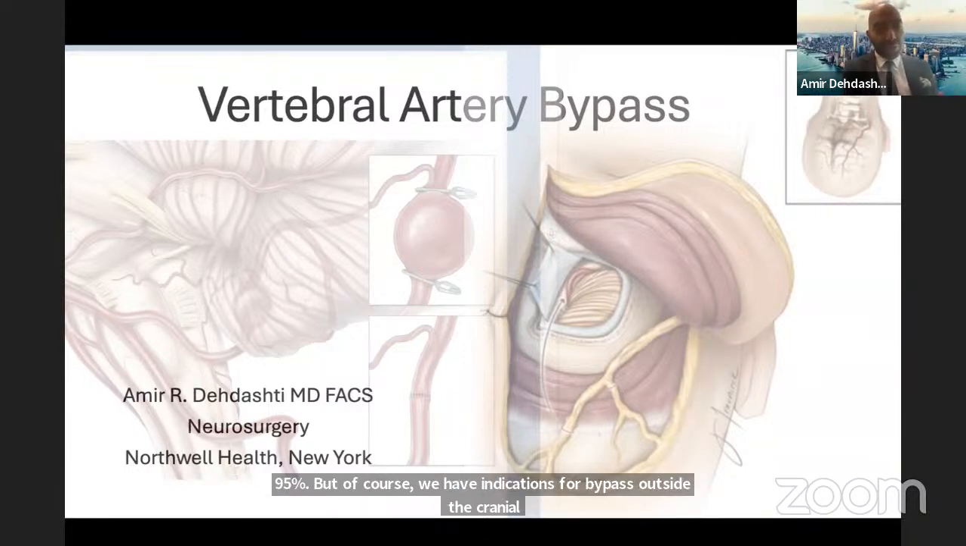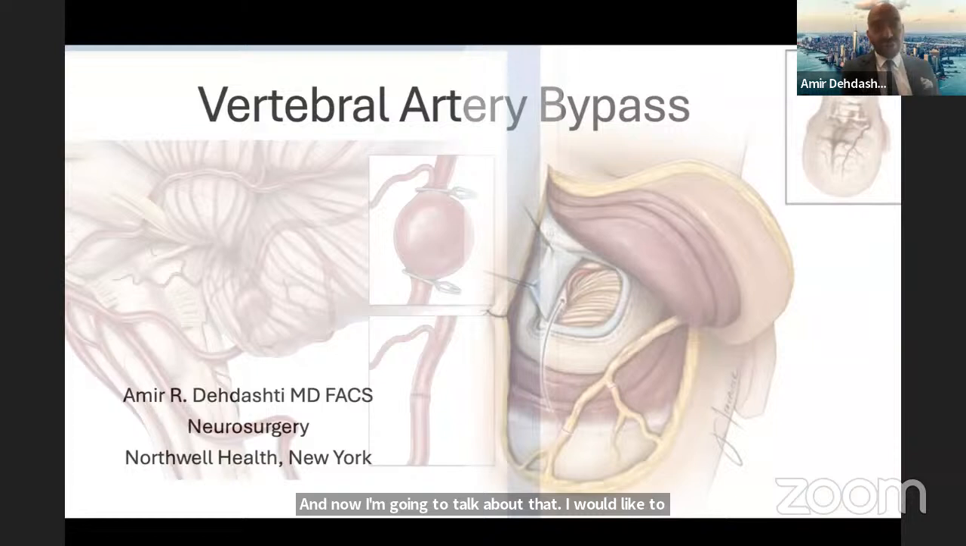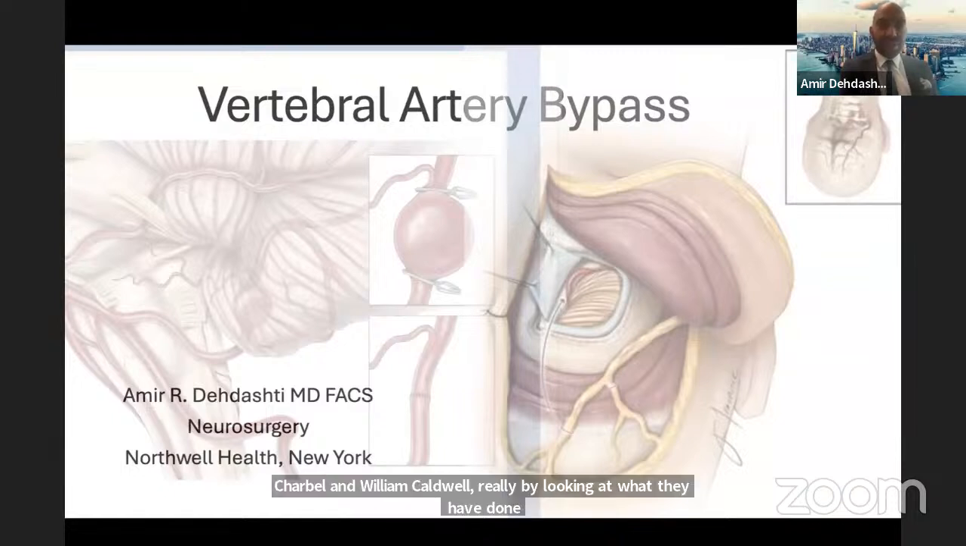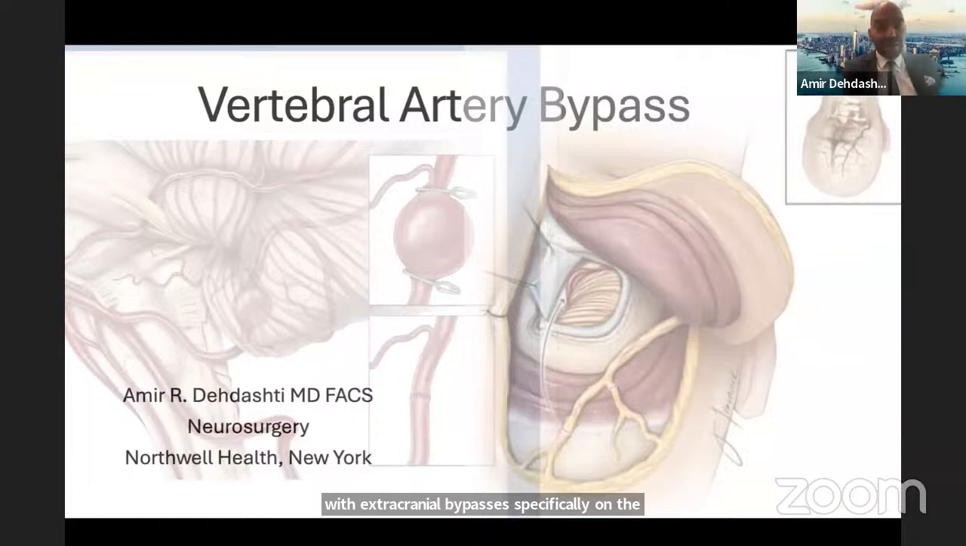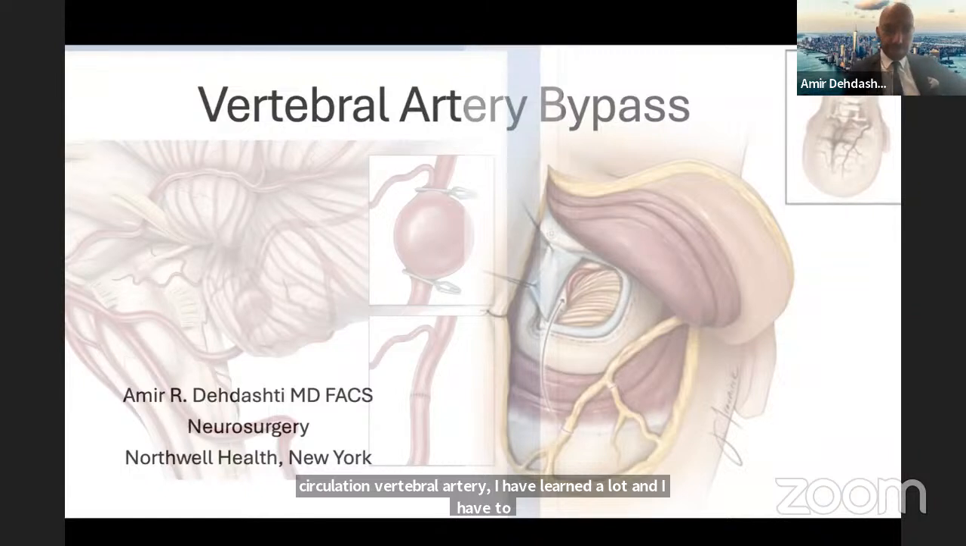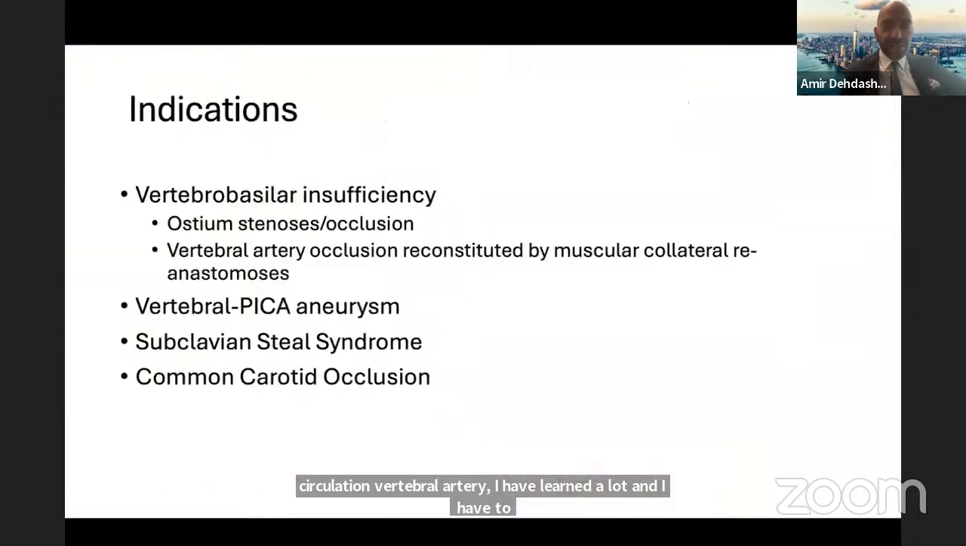I would like to acknowledge two people, Fady Charbel and William Caldwell, by looking at what they have done with extracranial bypasses, specifically on the posterior circulation vertebral artery. I have learned a lot, and I have really tried to implement that in my practice. Let's go over the indications.